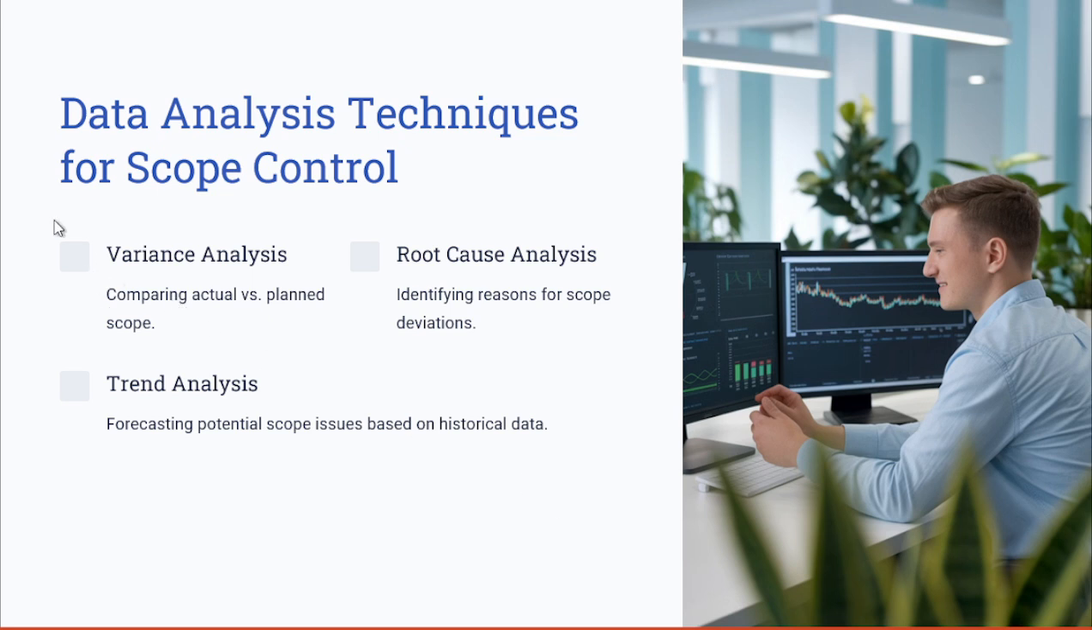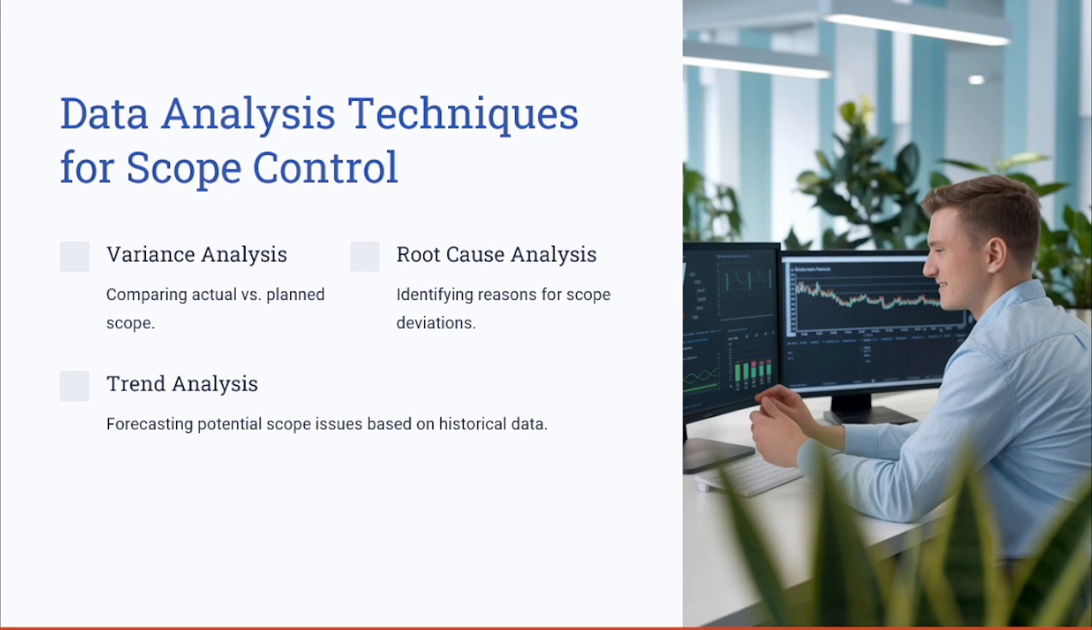And to start, first with understanding the data analysis techniques for scope control. First, let's see variance analysis. Or let's understand first what exactly is data analysis when doing scope control. Data analysis helps you as a project manager in evaluating the work completed versus the planned work. And these techniques include variance analysis, which, again, is comparing the actual versus the planned scope.